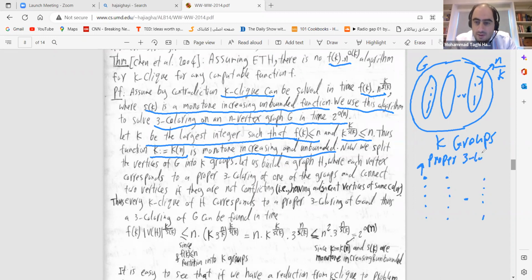Proper tree-coloring of that. So here, n to the k vertices. For this n to the k vertices, we can do it differently. The first way would be like this for this guy. The second way would be like this, and so on and so forth. So for each of these k groups, each of them has n over k vertices, for each proper tree-coloring of this set of vertices, I'm putting one vertex in graph H.